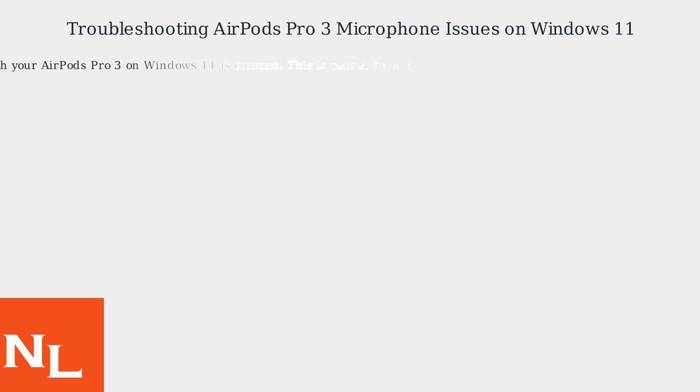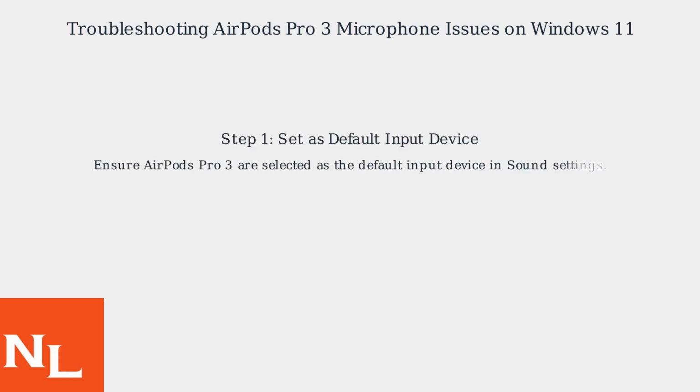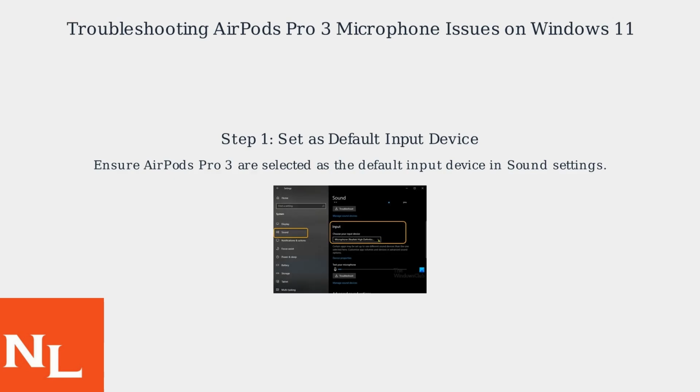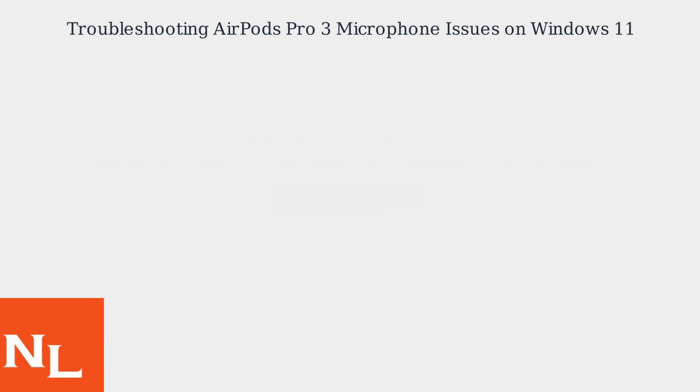Experiencing microphone problems with your AirPods Pro 3 on Windows 11 is a common issue. This is caused by Bluetooth audio profiles and Windows drivers not properly communicating with the H2 chip in your AirPods. First, ensure AirPods Pro 3 are selected as the default input device in Windows Sound settings.